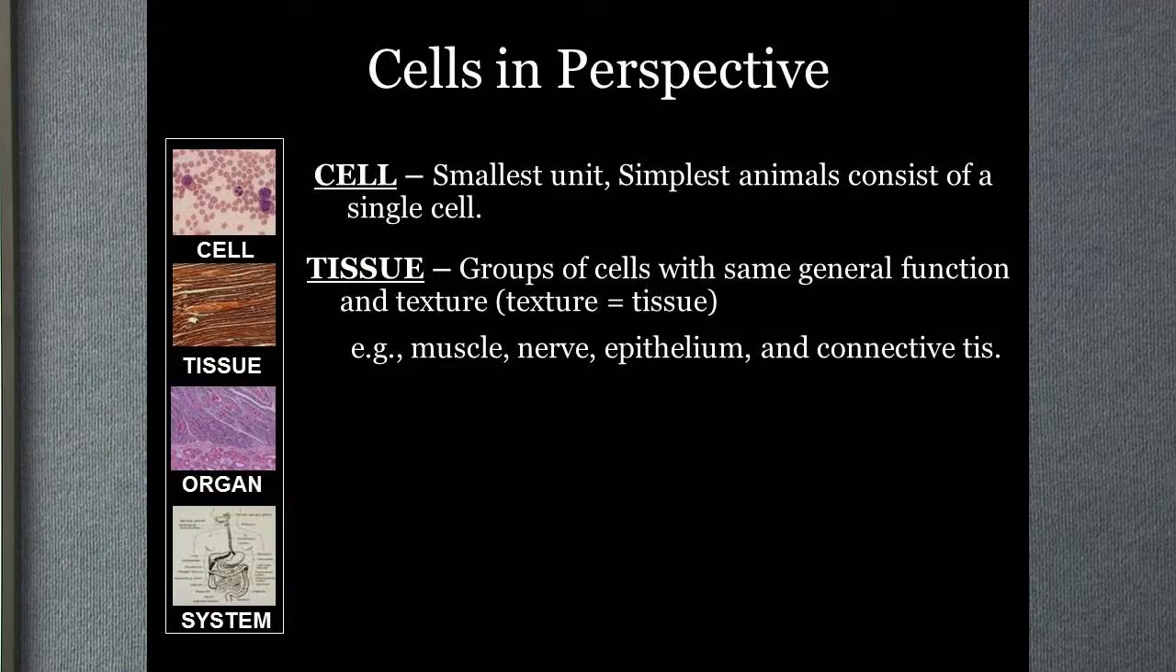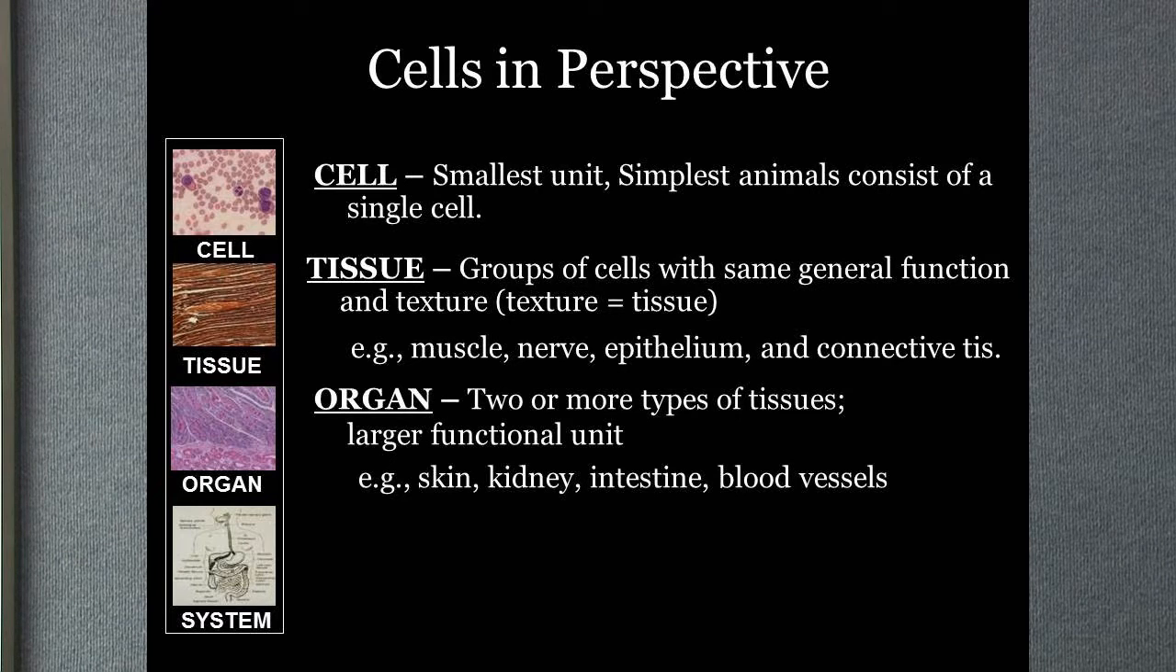It's the cell. If you get more than one cell that does a similar type thing, that makes a tissue. The body is divided up into 4 basic tissues. You either have muscle, nerve, epithelium, or connective tissue. And we'll talk about those in a minute.